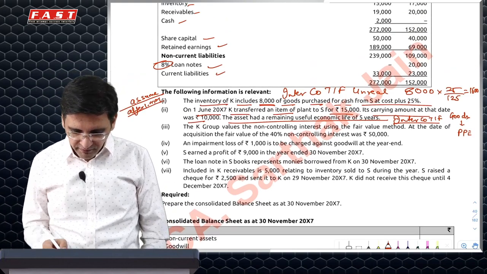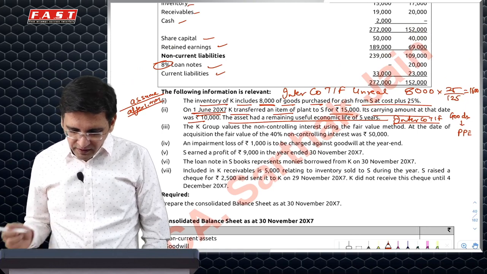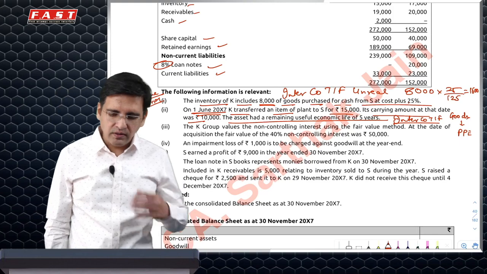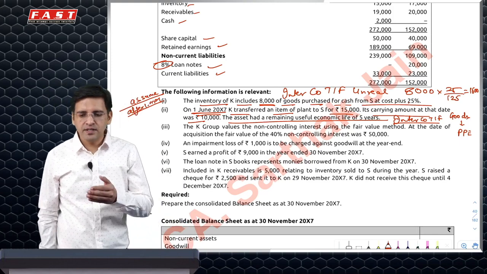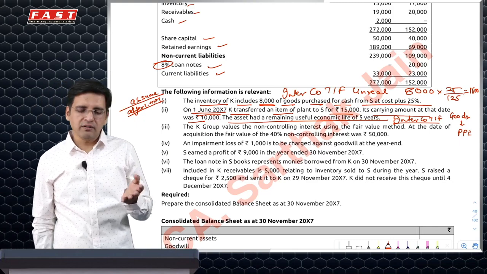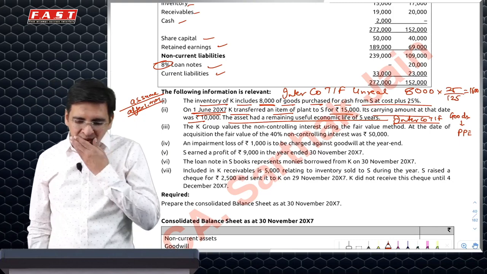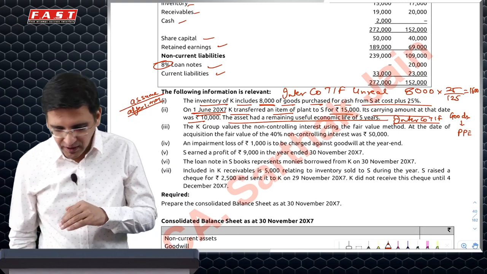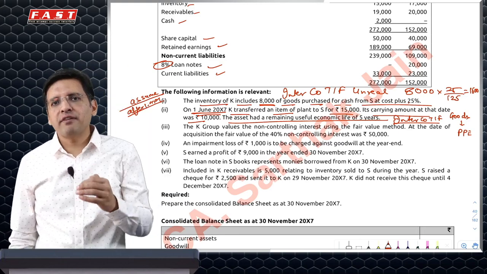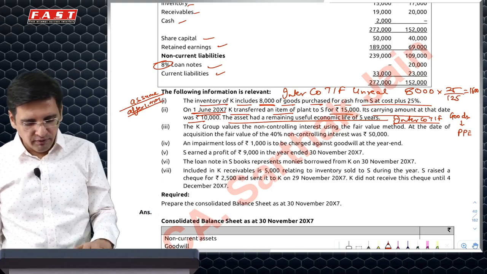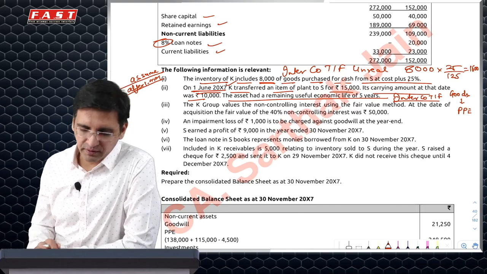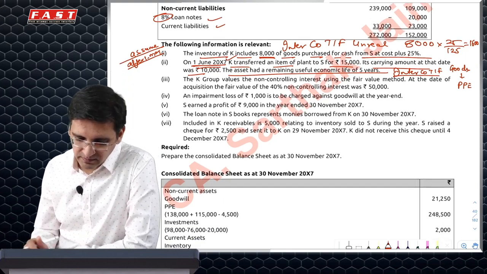30th of November. So 15,000 is the value at which it is transferred, but carrying amount was 10,000. So we'll say 10,000 minus depreciation over 5 years. So every year 2,000. June, July, August, September, October, November, 6 months. It should be 1,000 rupees. So it should be shown at 9,000. However, it is shown at 13,500. So we will reduce 4,500 from the plant and also from profits of the company who earned it. So K earned this particular profit. So we will reduce profits of K. Not by 5,000, but by 4,500.